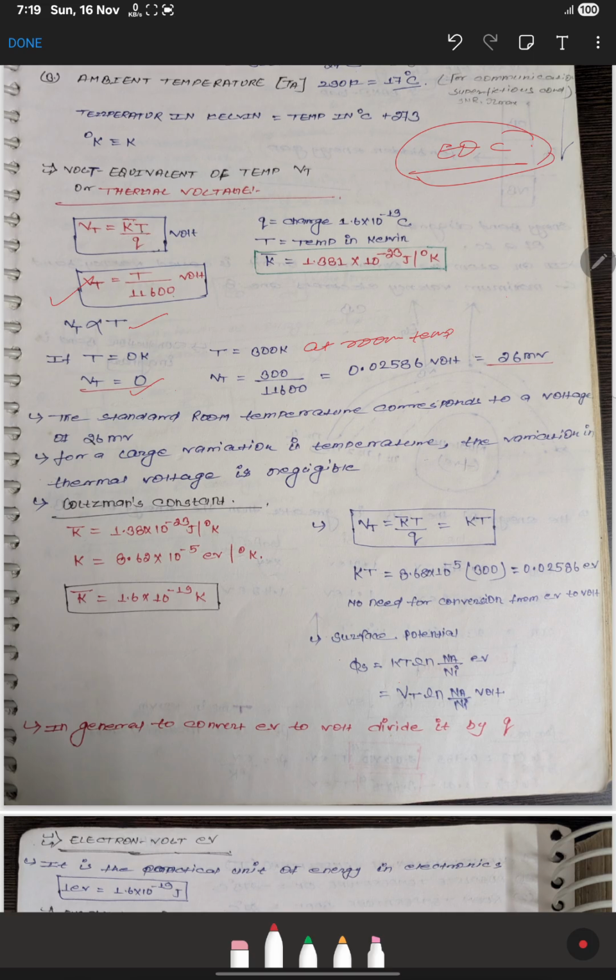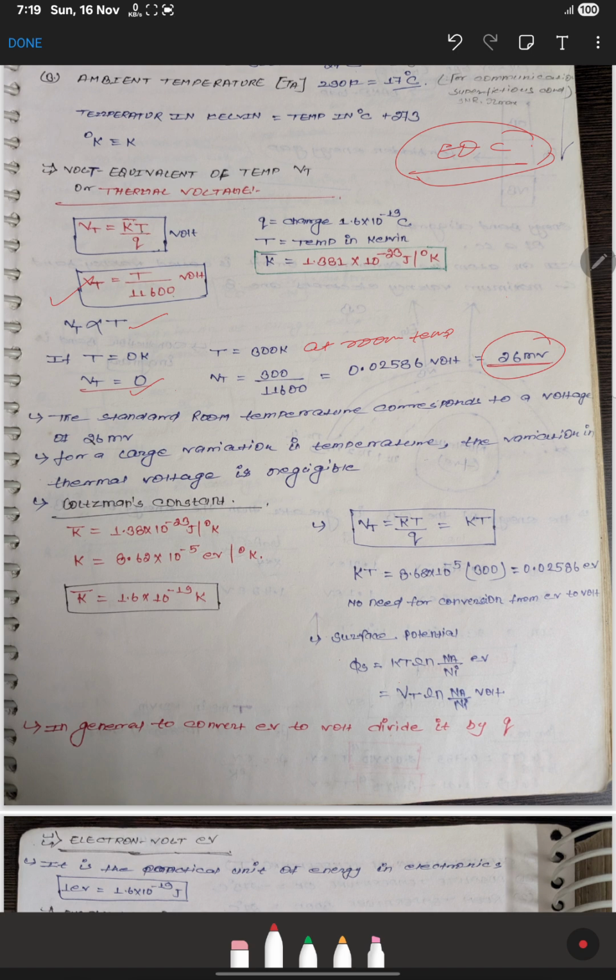Vt will be 300 upon 11,600, that will be 0.02586 volt, that will be 26 millivolt. The standard room temperature corresponds to a voltage of 26 millivolt. This is the important 26 millivolt. Sometimes we can also use it approximately as Vt equal to 25 millivolt. For a large variation in temperature, the variation in thermal voltage is negligible.